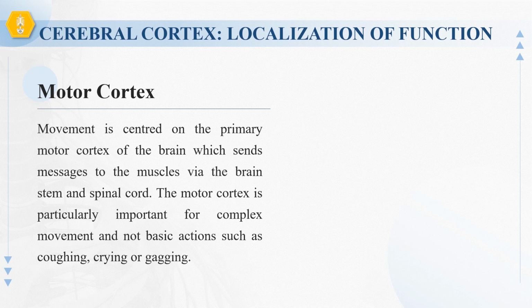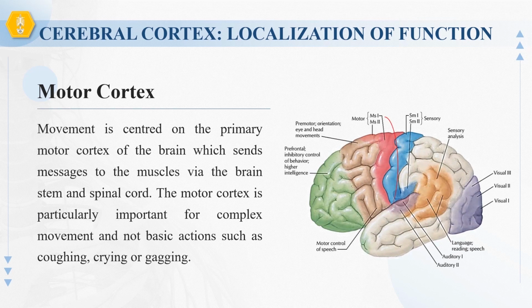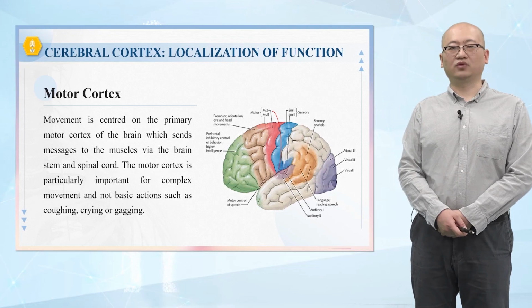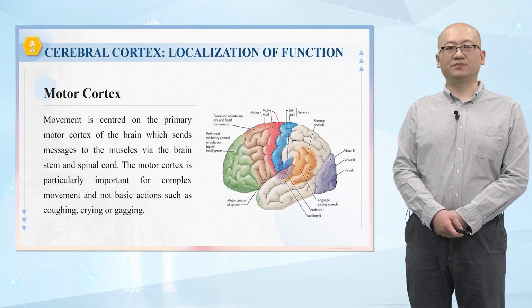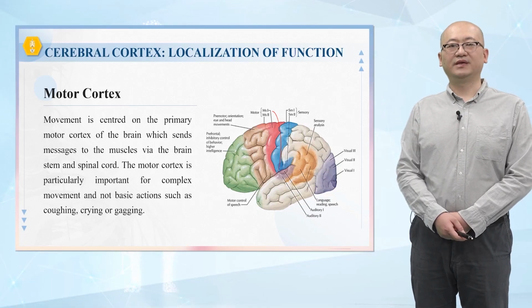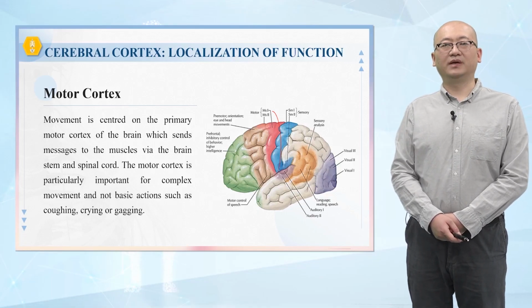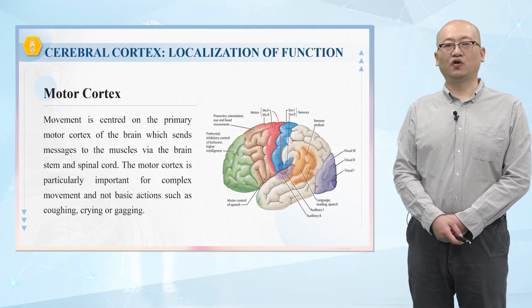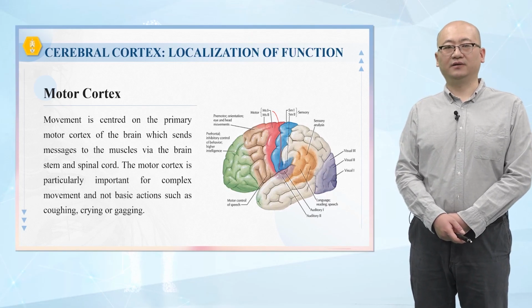Motor cortex movement is central to the primary motor cortex of the brain, which sends messages to the muscles via the brainstem and the spinal cord. The motor cortex is particularly important in complex movements and not in basic actions such as coughing, crying, and giggling.